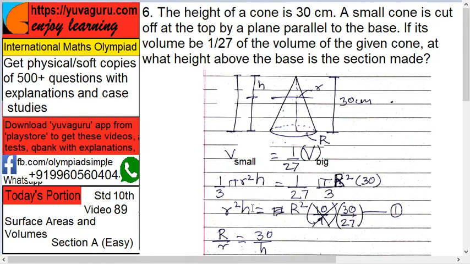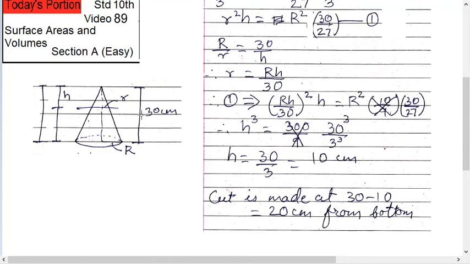So 1/27th into 1 upon 3 pi capital R square into 30. Our focus is this h. So 1 upon 3 is gone, and whatever you solve, what you will get is r square h equals capital R square into 30 upon 27, right? Everything else goes. Now look at these two triangles, this big one and this small one. They are similar triangles, right? Why? Which test? AA. See, this angle A is common to both the triangles, and this smaller right angle and bigger right angle. So by the AA test, they are similar.